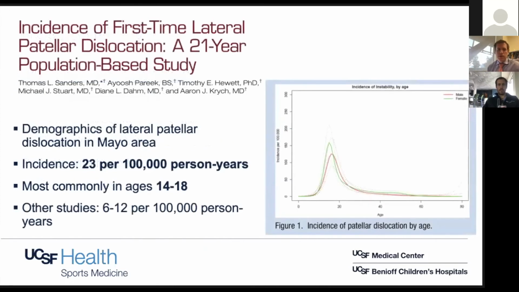All right. So in looking at incidence, the most common age is 14 to 18, with an overall incidence of 23 per 100,000. Other studies have shown 6 to 12, but I think the biggest thing to remember is the age range that we're going to see these in. It's really that mid to late adolescence.